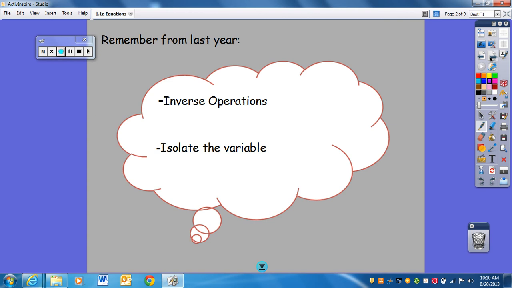Remember from last year, to solve an equation, we want to get the variable by itself, and that is called isolate the variable. And to do that, we're going to use inverse operations. That means we are going to do the opposite operation in order to get that variable by itself.